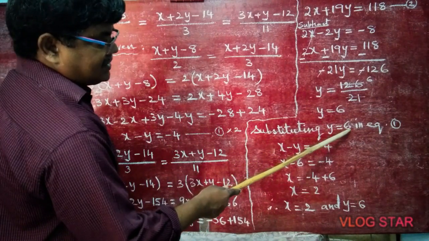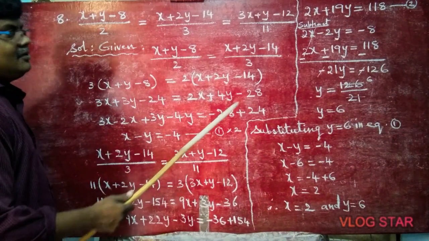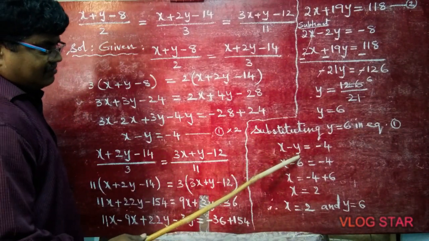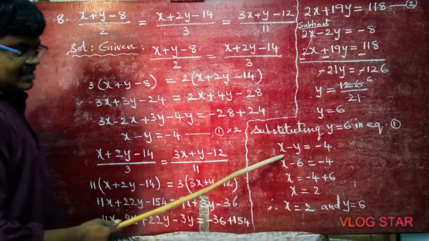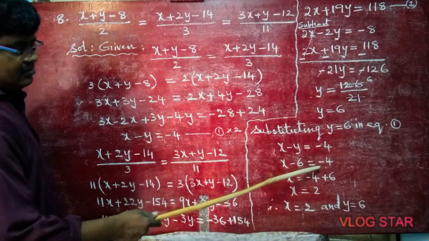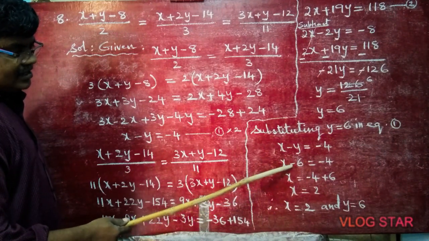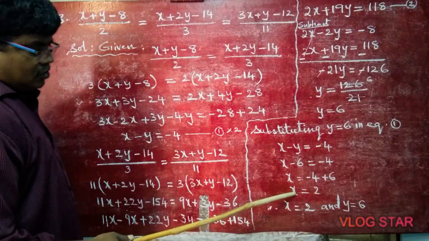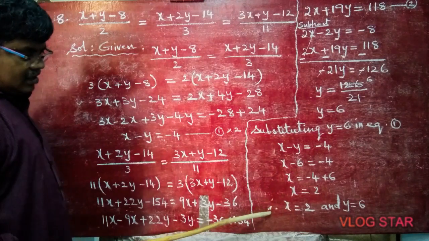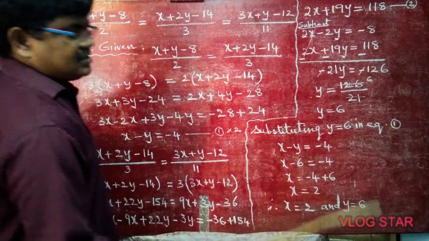Substituting y equal to 6 in equation 1. Why I told you: whichever is simple and easy, substitute in that equation. Are you able to follow? So x minus y is equal to minus 4. This is equation 1, very simple. So x minus 6 is equal to minus 4. Now x is equal to minus 4 as it is, minus 6 you are taking from left to right, plus 6. So x is equal to 6 minus 4, which is 2. Therefore, the values are x is equal to 2 and y is equal to 6.